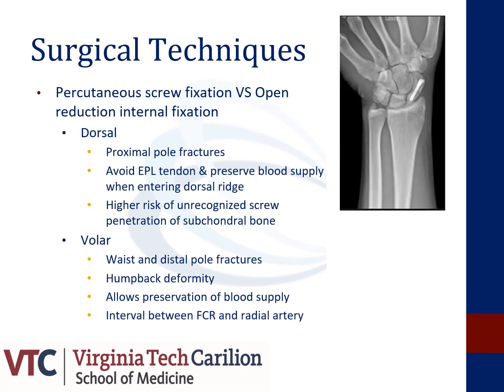How do we take care of these? You can either do a percutaneous screw fixation versus an open reduction and internal fixation. They can be approached from a dorsal or a volar manner. Dorsal approaches are best suited for proximal pole fractures. The key there is to avoid the EPL tendon and preserve the blood supply that's entering along the dorsal ridge of the scaphoid. With a dorsal approach, there is a higher risk of having unrecognized screw penetration of the subchondral bone.